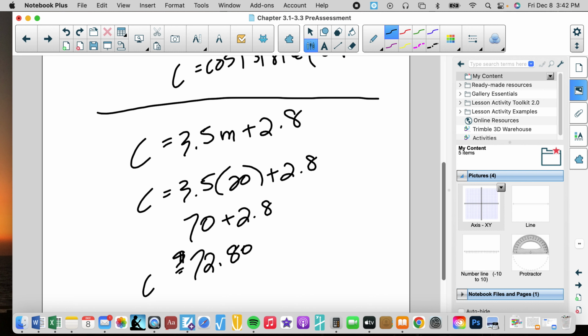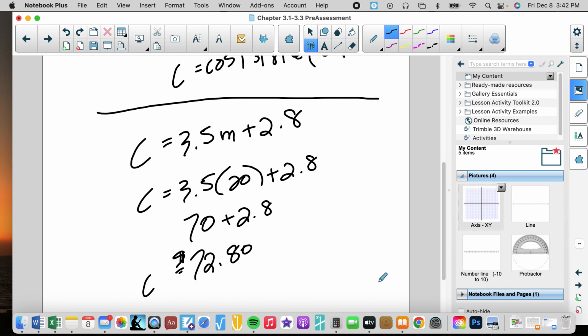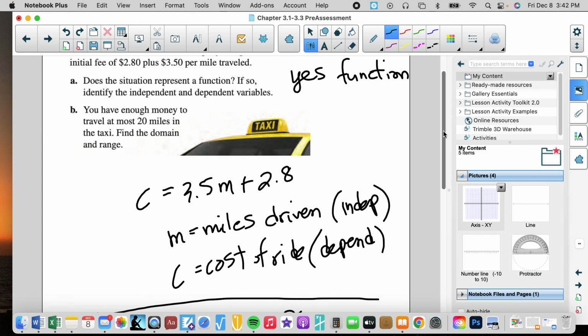Let's make sure I did it right. We're going to use a calculator. 3.5 times 20 equals 70, yeah. So notice I came out with that crazy answer before, and that told me to stop and reread the problem. When you get weird answers, make sure.